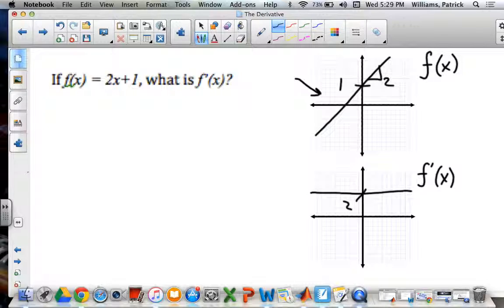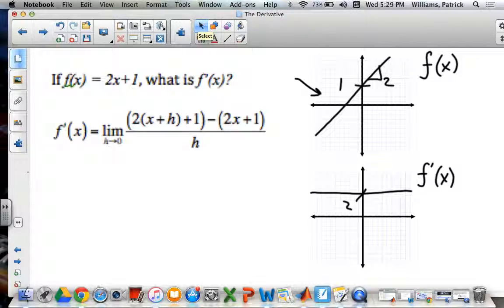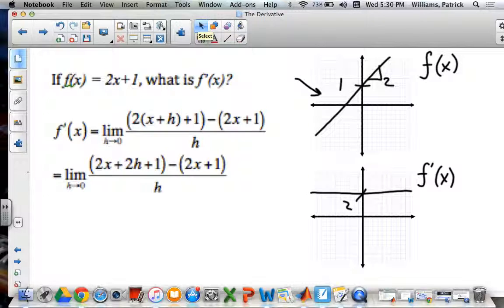Okay? Now, if you don't believe me, well, let's go through the difference quotient and actually calculate it out using math, Mr. or Mrs. Smarty Pants. All right. So if we do that, if we plug this into our difference quotient, we're going to get this. Now, if you go through and simplify this, distribute that 2 up there, we're going to get this guy.